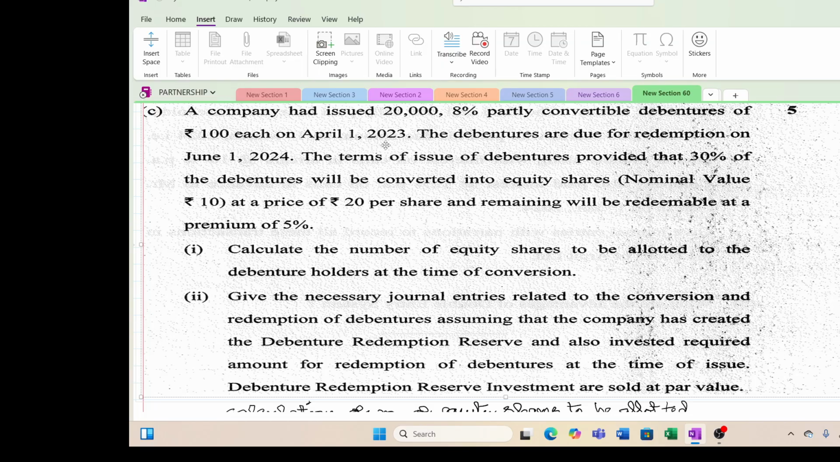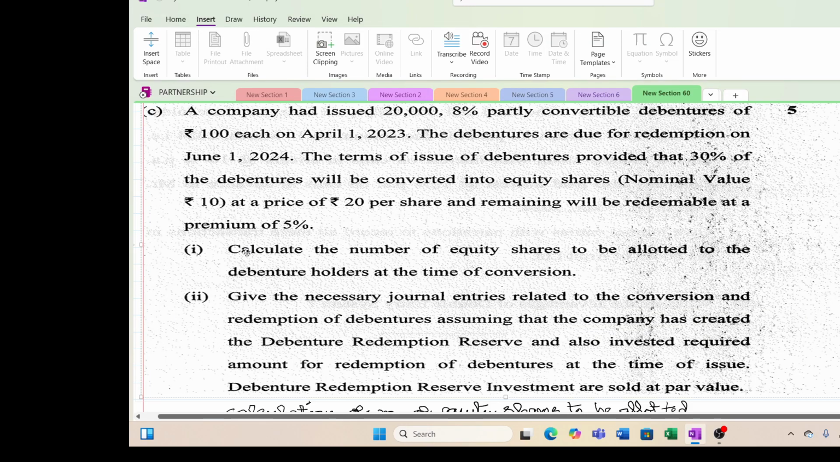The terms of issue is 30% will be converted into equity shares. Nominal value is 10 rupees, but it will be converted at a price of 20 per share. It means it will be converted at a premium of rupees 10, and the remaining will be redeemable at a premium of 5%. So you should note this point also. Only the remaining debentures will be redeemed at a premium of 5%.